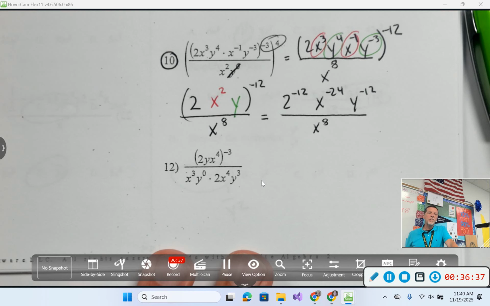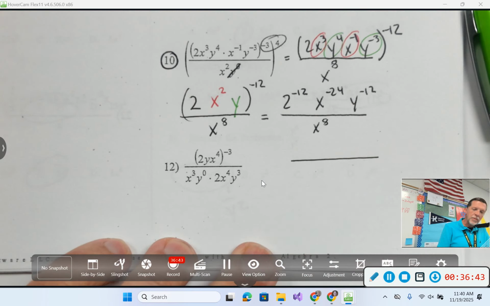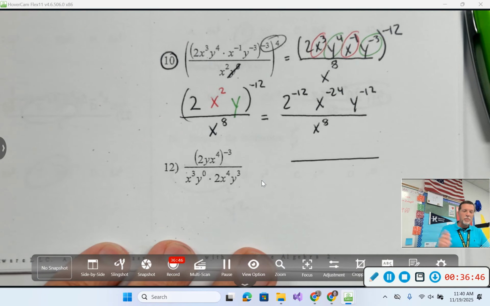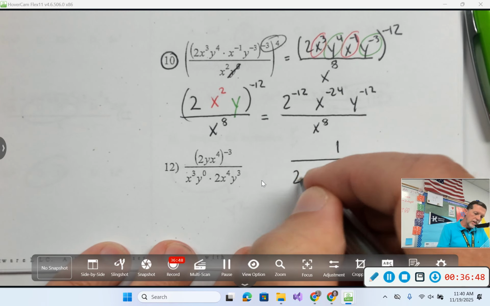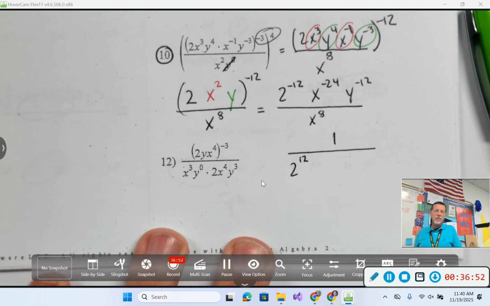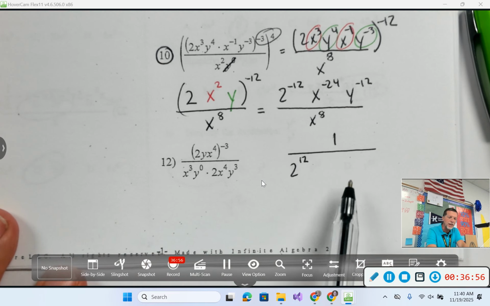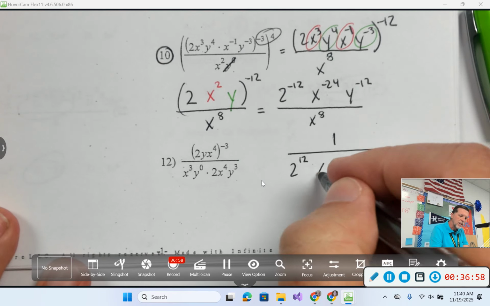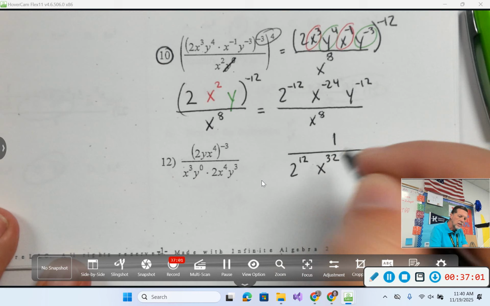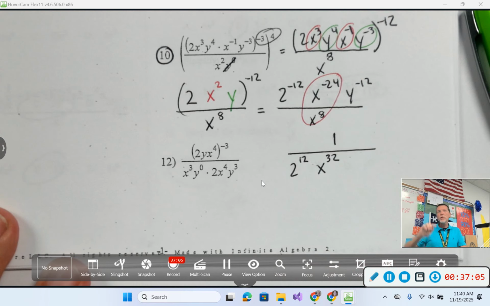What am I going to do with all those things that have a negative exponent? Flip them to the other side. What's going to be left in the top? 1. Yeah, don't leave it blank. 1 will be up there. 2 to the 12th. I'm running a little short on space here, so help me out. When I move the 24 x's to the bottom, how many total x's will I have down there? 32. I'll move 24 of them down there. They'll join with the 8 and make 32 of them.